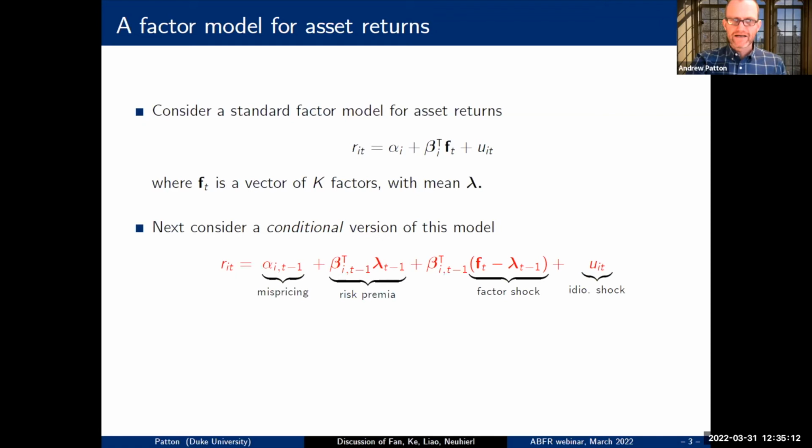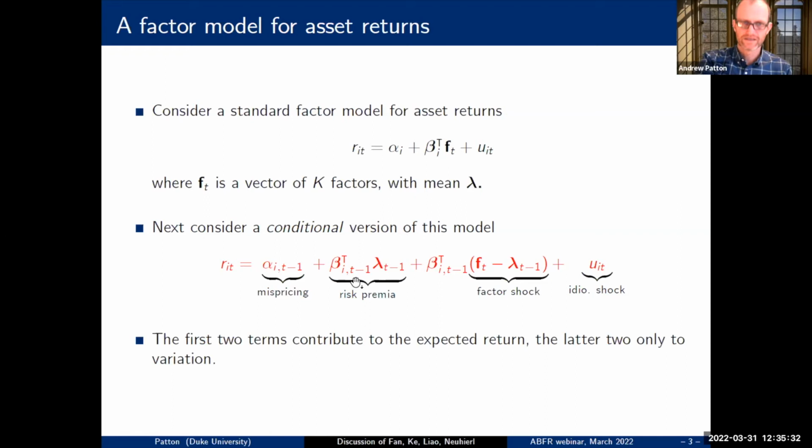If we make everything in this model dynamic, so this is now a conditional factor model, we can have the alphas be time varying, the betas be time varying. Then I'm also following Jianqing and co-authors, decomposing F into the risk premium component and the shock component, the difference of the realization and the risk premium. The first two terms here contribute to the expected return on the assets, and the latter two only contribute to the variance. So if we think about this equation in red as the data generating process, and we fit a deep neural net at each point in time to a cross-section of asset returns, what do we get?